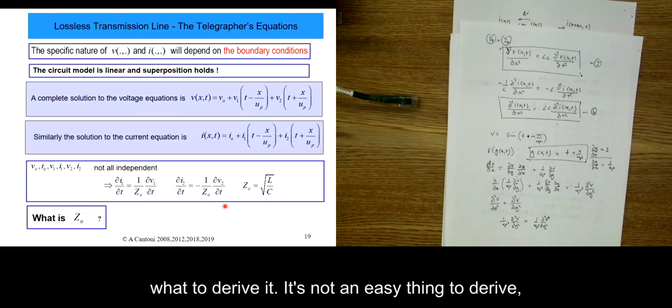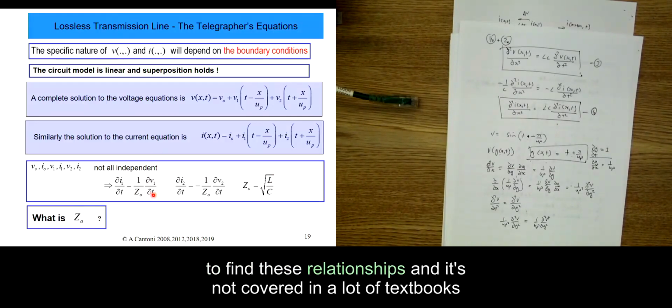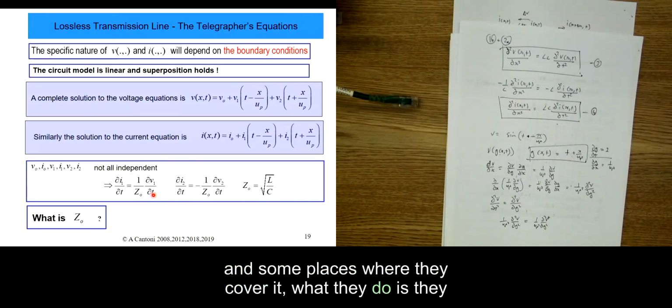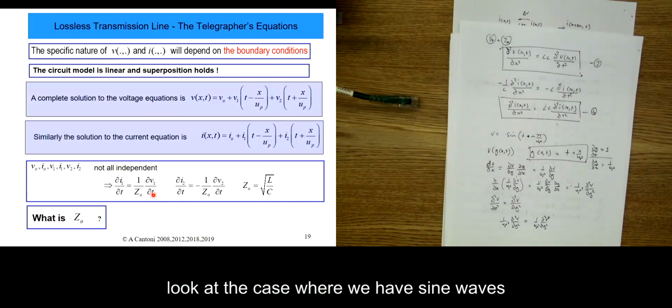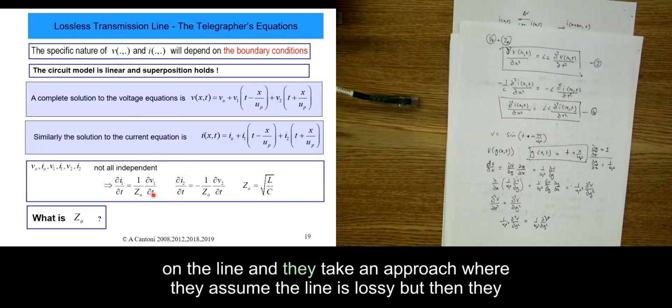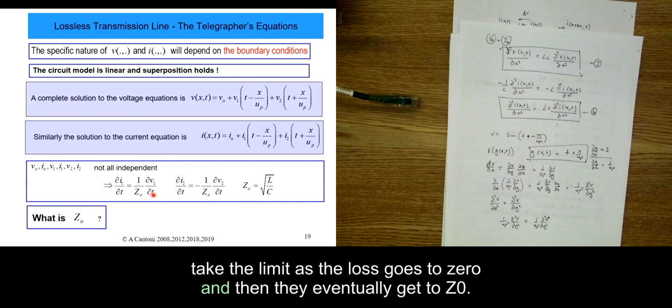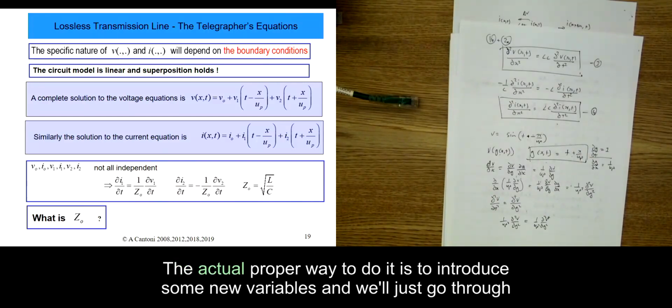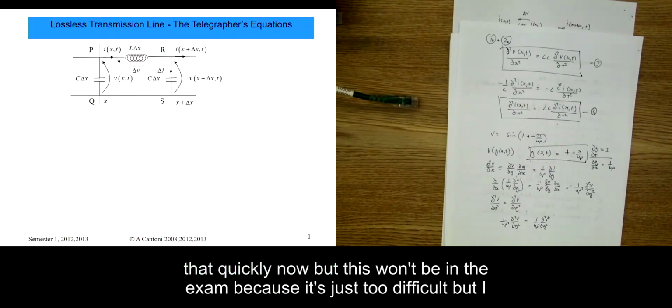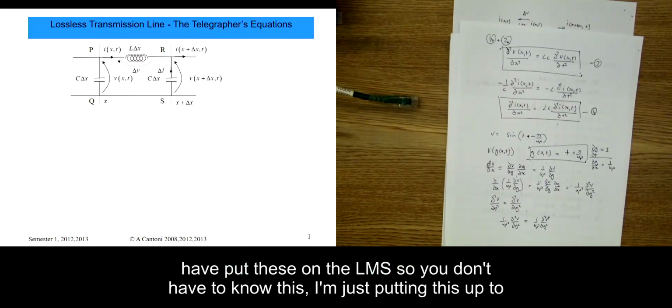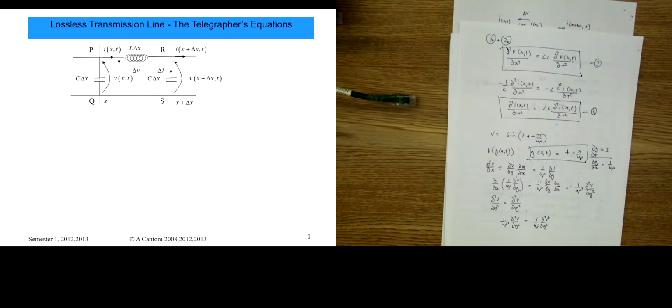It's not an easy thing to derive, to find these relationships, and it's not covered in a lot of textbooks. Some places where they do cover it look at the case of sine waves on the line, and they assume the line is lossy, but then take the limit as the loss goes to 0, and eventually get to Z0. The actual proper way to do it is to introduce some new variables. We'll just go through that quickly now, but this won't be in the exam, because it's just too difficult. I have put these on the LMS, so you don't have to know this. I'm just putting this up to make it complete.